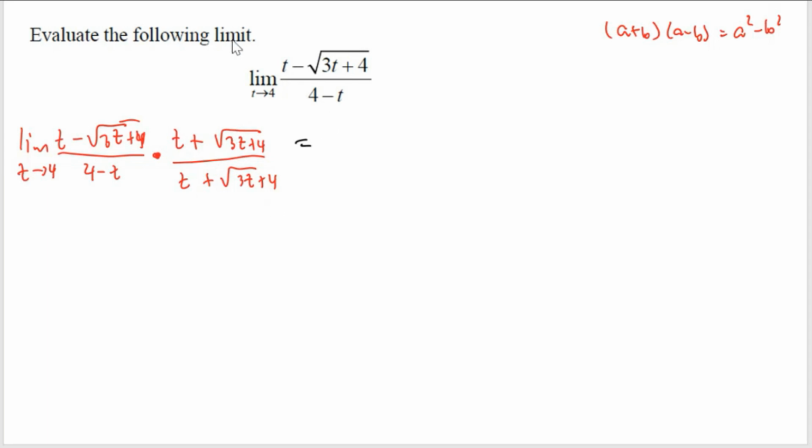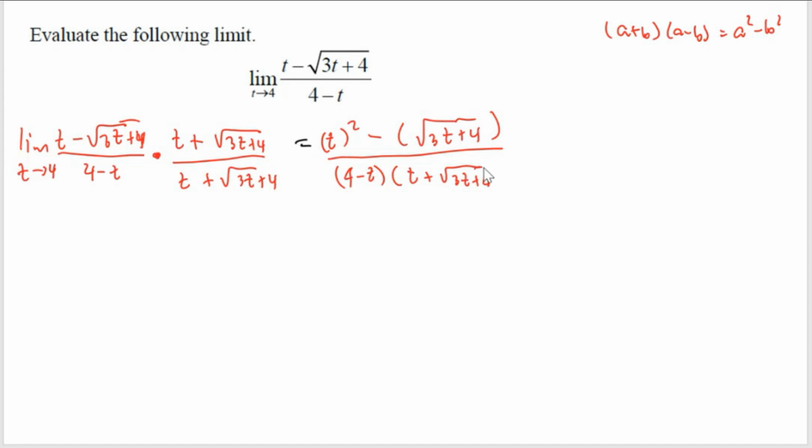should be the square of the first term. Our first term is t, then we have to square it, minus the square of the last term, which is the square root of 3t plus 4, all over. Now in this case, we have to use the FOIL method, but I will just write showing that we are multiplying. So we have 4 minus t times t plus the square root of 3t plus 4.